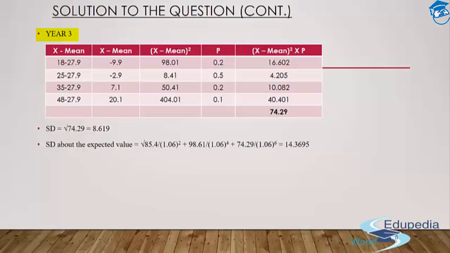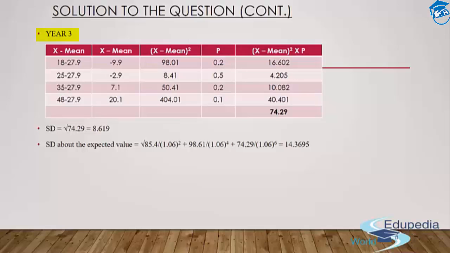comes out to be 14.3695. And how did I reach that particular figure? It's pretty much simple, okay. It says 85.4, which was the first year's cash flow minus mean to the power 2 into the probability of that first year, which was 85.4.